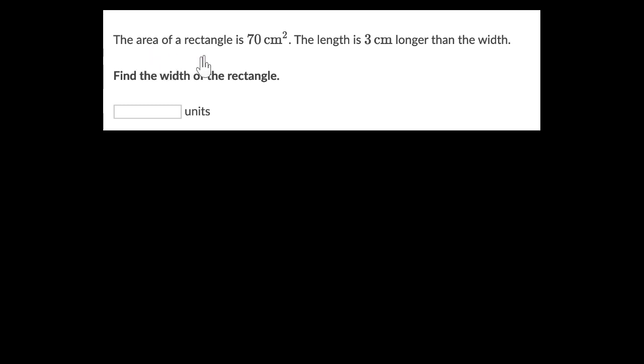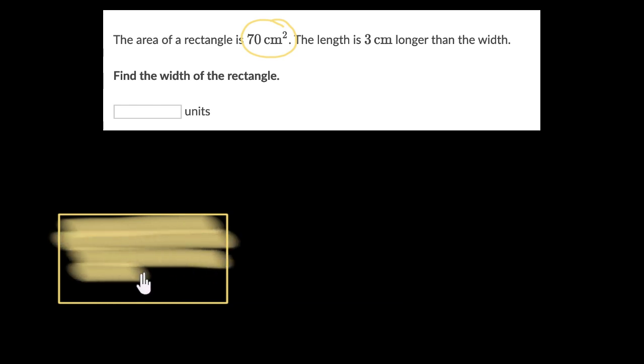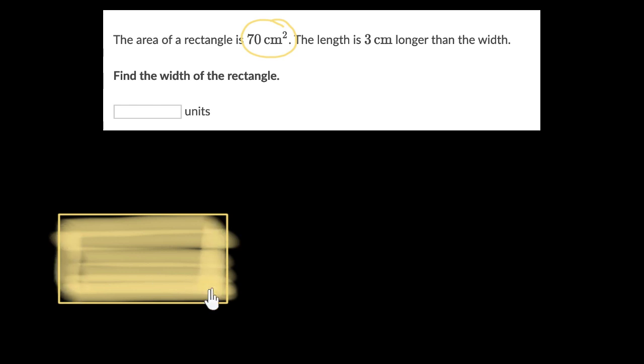The area of a rectangle is 70 centimeters square. So let's draw a rectangle here. Let's say this is our rectangle. So the given area for this rectangle, that is the space occupied by this rectangle, is actually equal to 70 centimeters square.